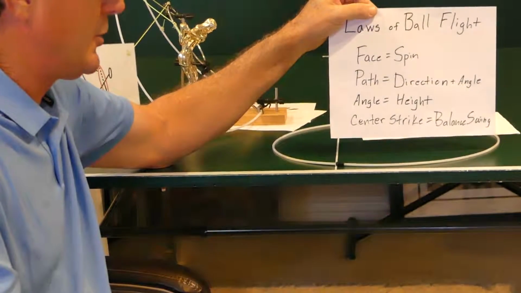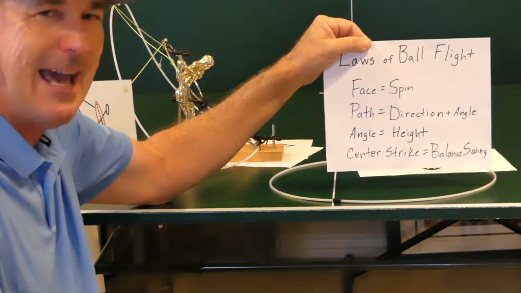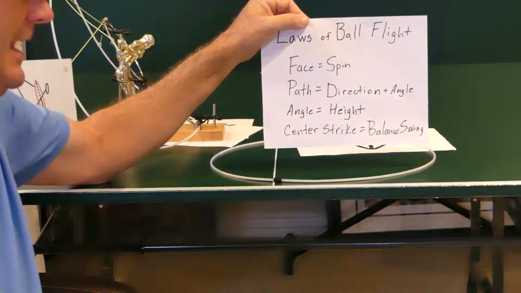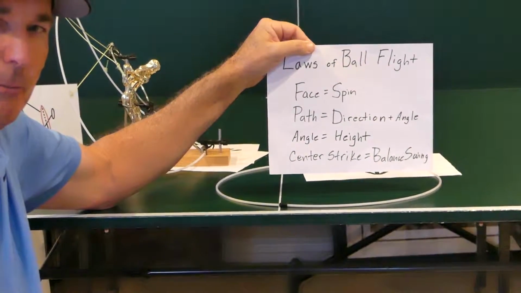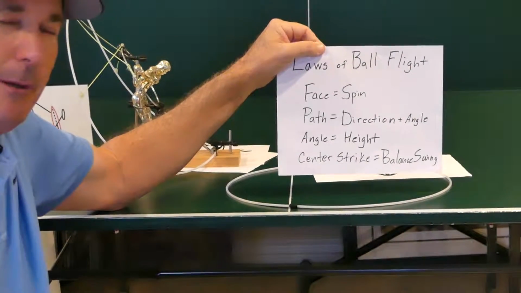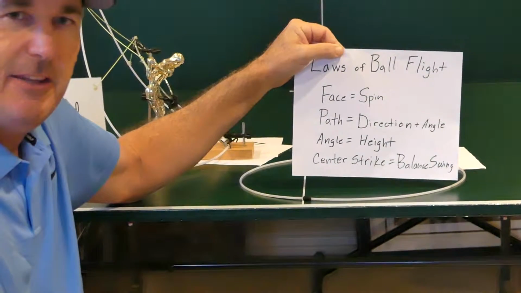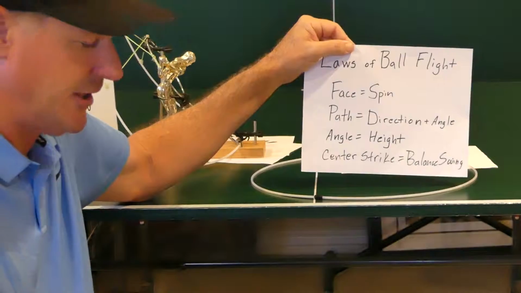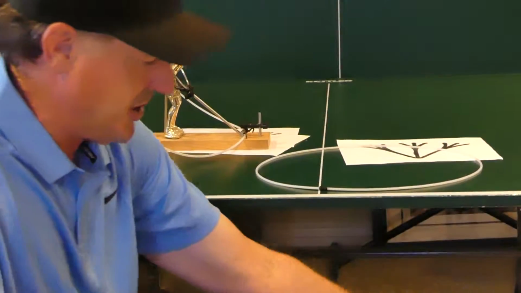The clubface creates spin. The path is going to equal direction plus angle, and the height of the golf ball is determined by the angle, and center striking the golf ball is going to be a balanced swing. These are all different things we're going to be showing in future videos for you as well, but let's show you how this works using geometry.